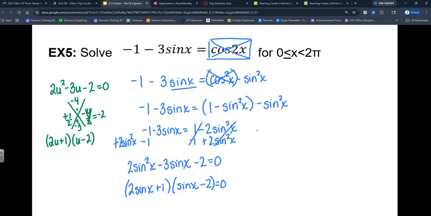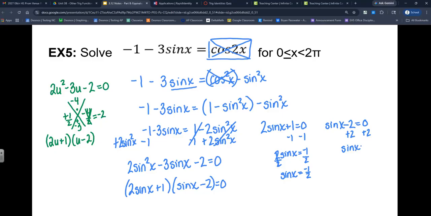So I need to set each one equal to 0. 2 sine x plus 1 equals 0. Sine x minus 2 equals 0. And so I'm going to subtract 1 from both sides here. 2 sine x equals negative 1. We'll divide by 2. Sine x equals negative 1/2. Over here, I need to add 2. We've got sine x equals 2. Our answers here come from the unit circle. Where does sine equal 2?